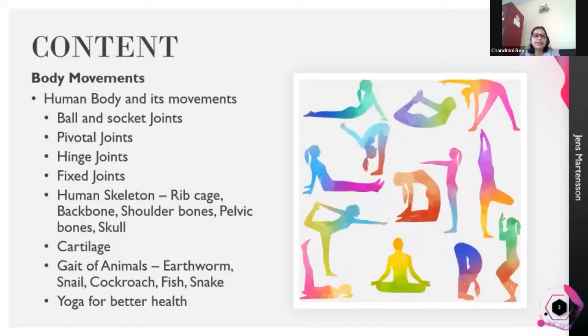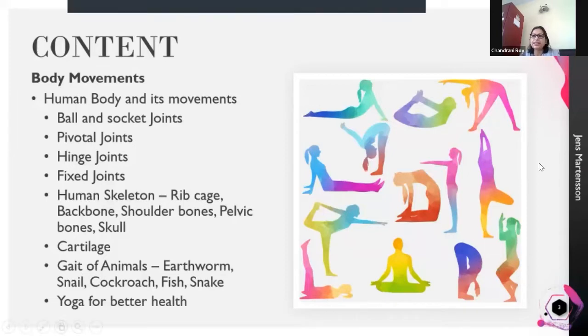For example, the earthworm, snail, and the cockroach. They have a different method of locomotion, which we will be taking to our children, and then going on to discuss locomotion in fish and snake, because both of them are limbless animals and have different modes of locomotion. And a fish lives in water, so we need to have a look at how it moves. And finally, we round up with a section on yoga for better health. So that is the content of the lesson we'll be looking at.